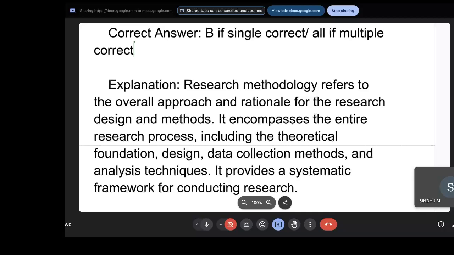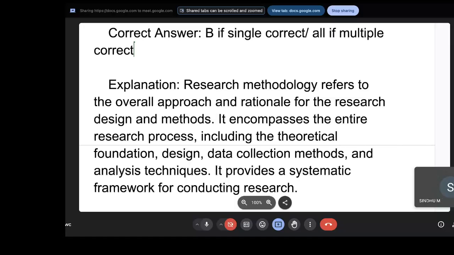Ma'am, as our exam has MSQ questions also, in that case what will we do in our exam? In that case, you can select everything, all of these. But if they have specifically mentioned that only one option is correct, then you can choose the best one, like option B, or if it is mentioned in the question.